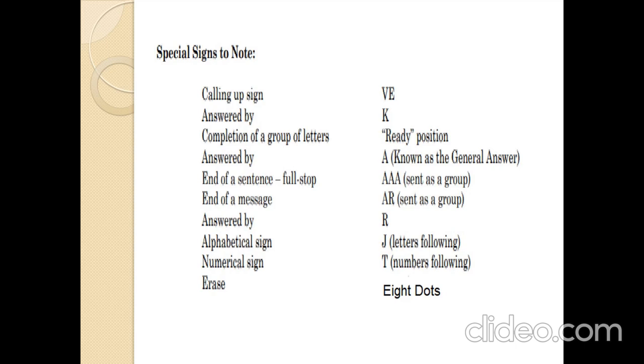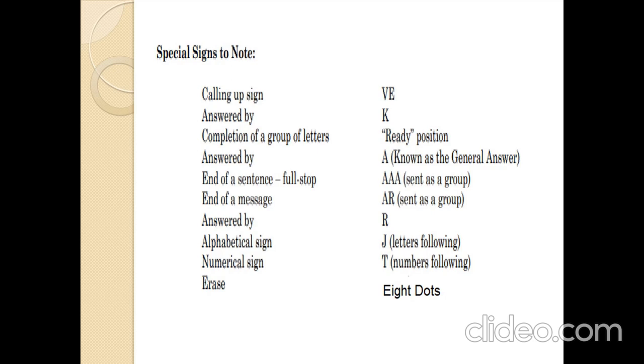These are some of the letters to remember easily. To call them for signal, you have to use the word VE. The other side, if they are ready, they use the word K, and they will stand in ready position, and it will be answered as A.